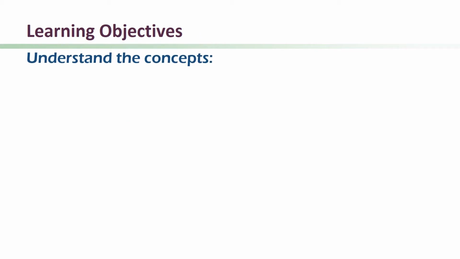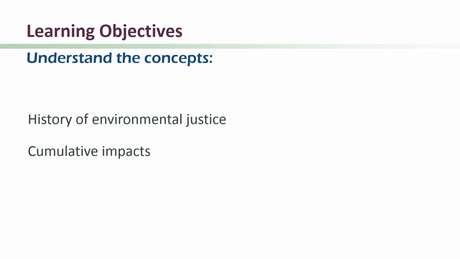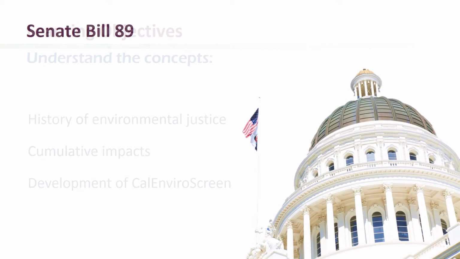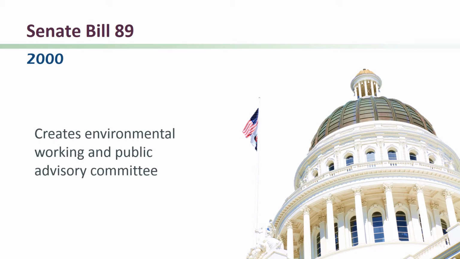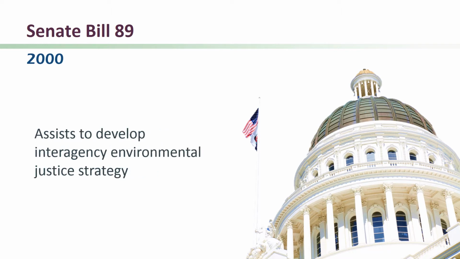In this module, we'll describe the history of work on environmental justice and cumulative impacts at CalEPA and how this led to the development of CalEnviroScreen. Senate Bill 89 was passed in 2000 and required the creation of an environmental justice working group and public advisory committee to assist CalEPA in developing an interagency environmental justice strategy.